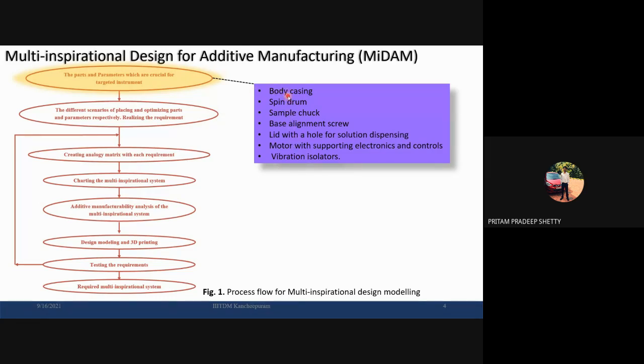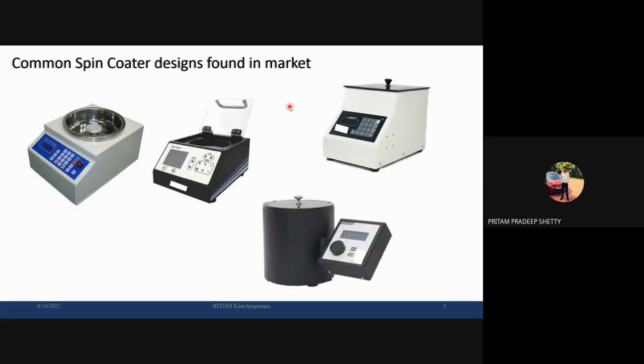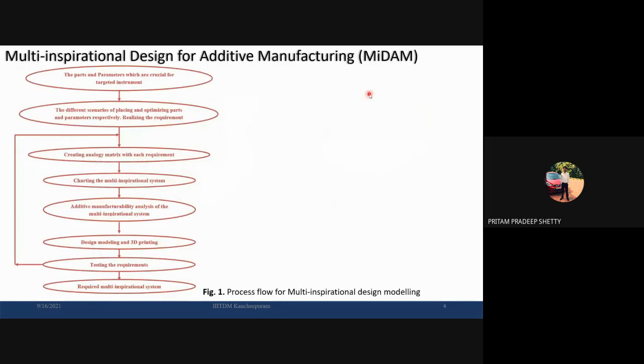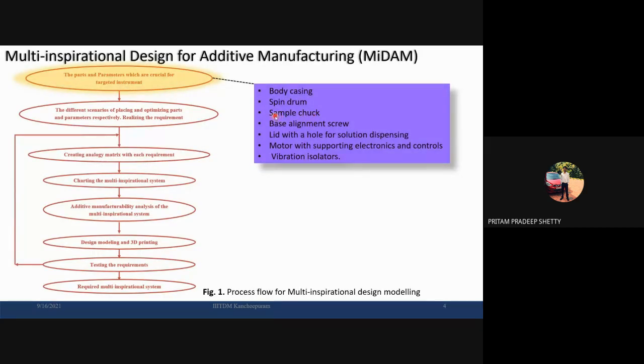In the case of the spin coater, we have the body casing, that is the whole structure body, and a spin drum. Here you can see this is the drum within which the whole spinning mechanism is incorporated. So some casing is required. Next is the chuck, the sample chuck, basically where you will hold the substrate.